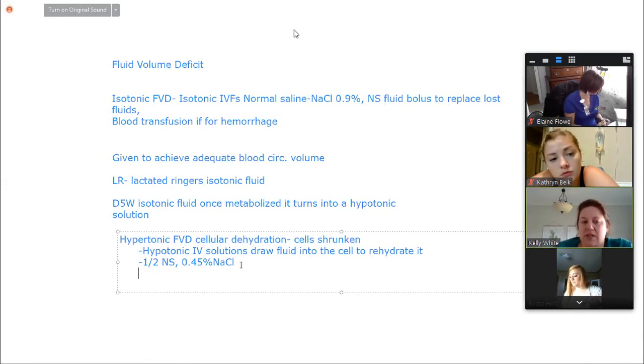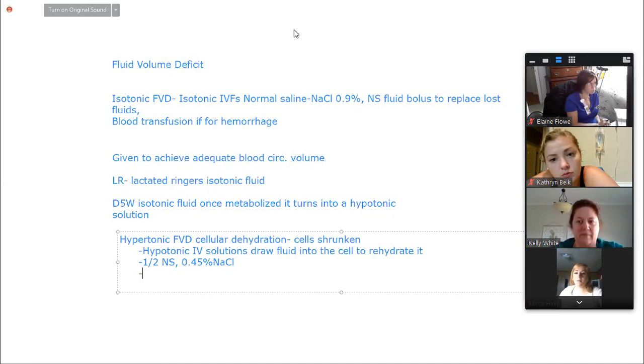All right. So we have our half normal saline. So think about what this is doing. Our cell is all shriveled up from being dehydrated. So we're going to give a hypotonic solution to rehydrate it. So what does that put us at risk for?